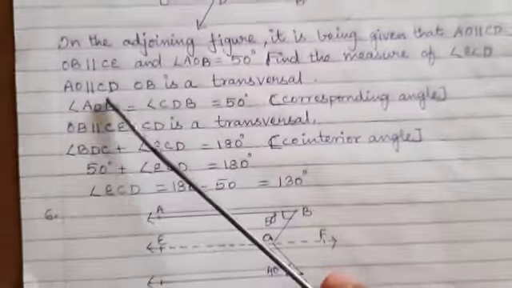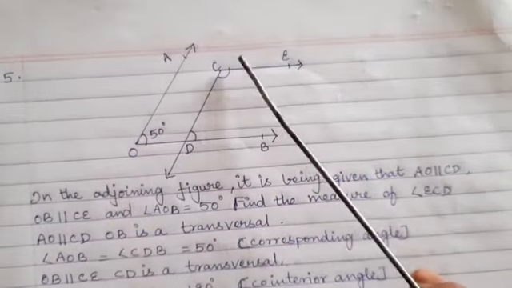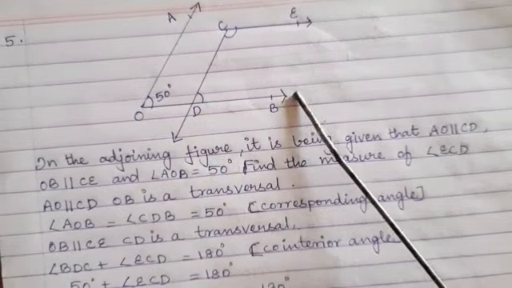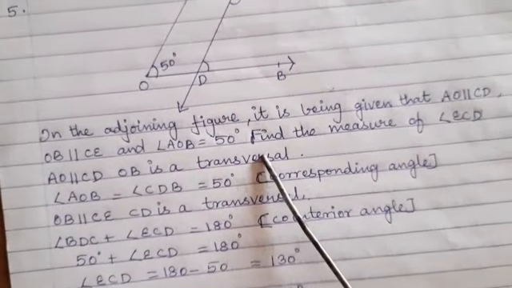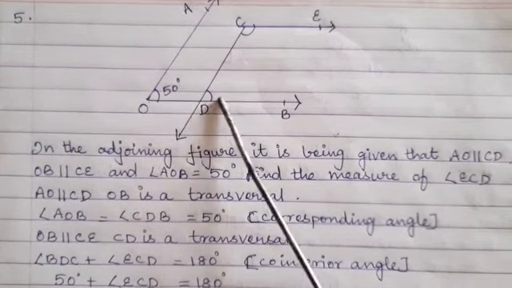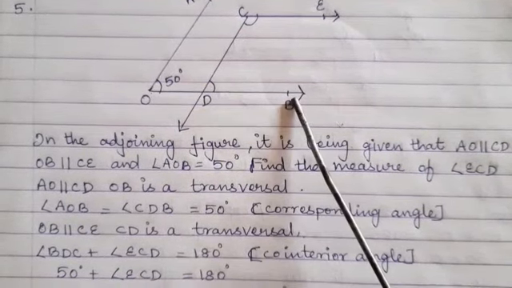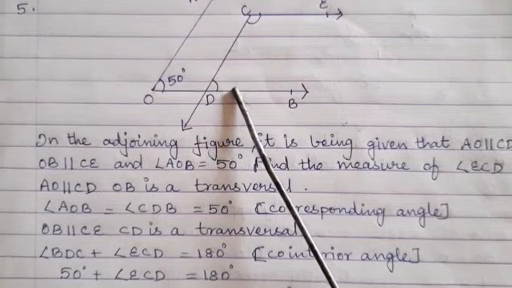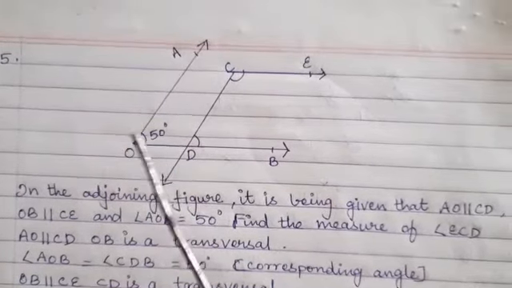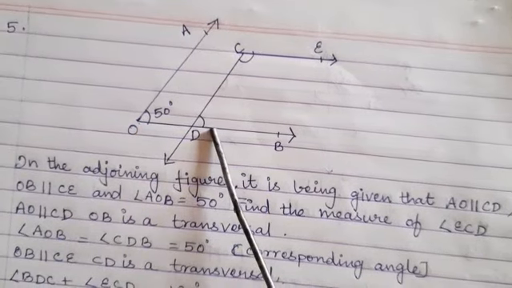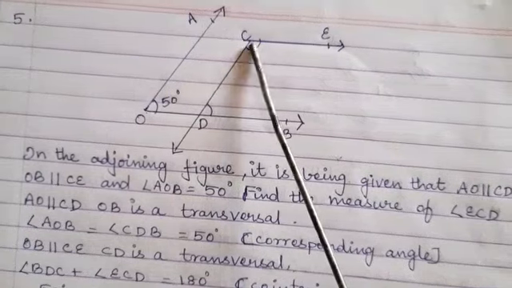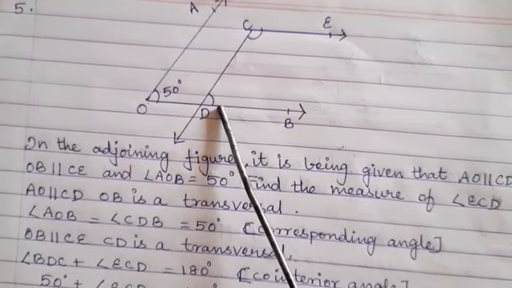Now first we have to take AO and CD as parallel lines cut by a transversal OB. We have to write down first. Then angle AOB is equal to angle CDB, because this is a corresponding angle. That is, these are 2 parallel lines, one interior angle, one exterior angle on the same side of the transversal. That is angle CDB is 50 degree.